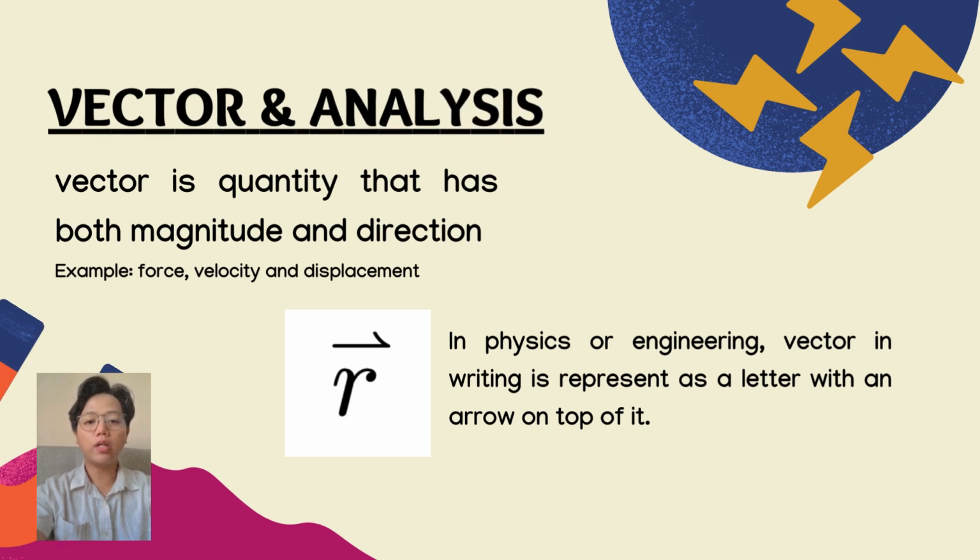A vector is a quantity that has both magnitude and direction, and it is often used to represent quantities such as force, velocity, and displacement in physics and also engineering. In physics or engineering, it is written as a letter with an arrow on top of it, such as A with an arrow and B with an arrow to represent the vector.